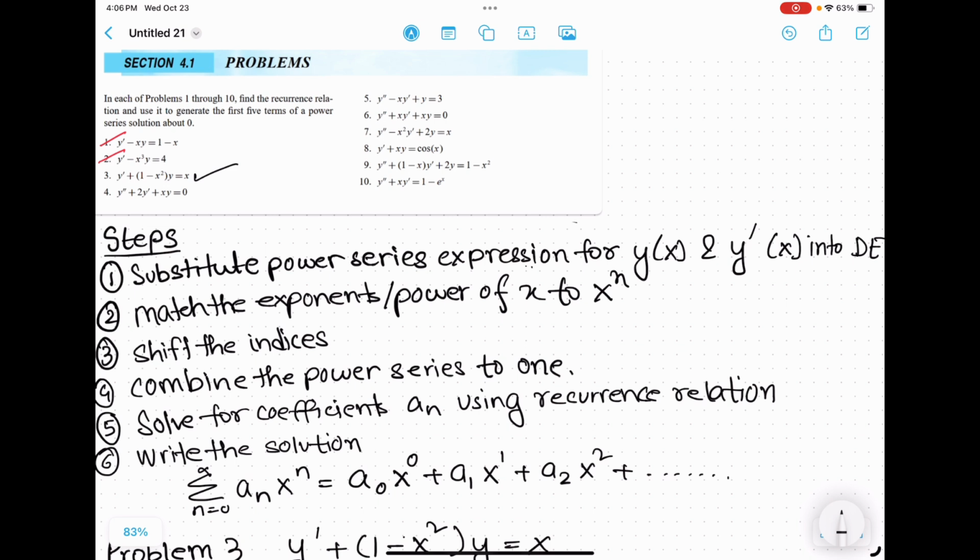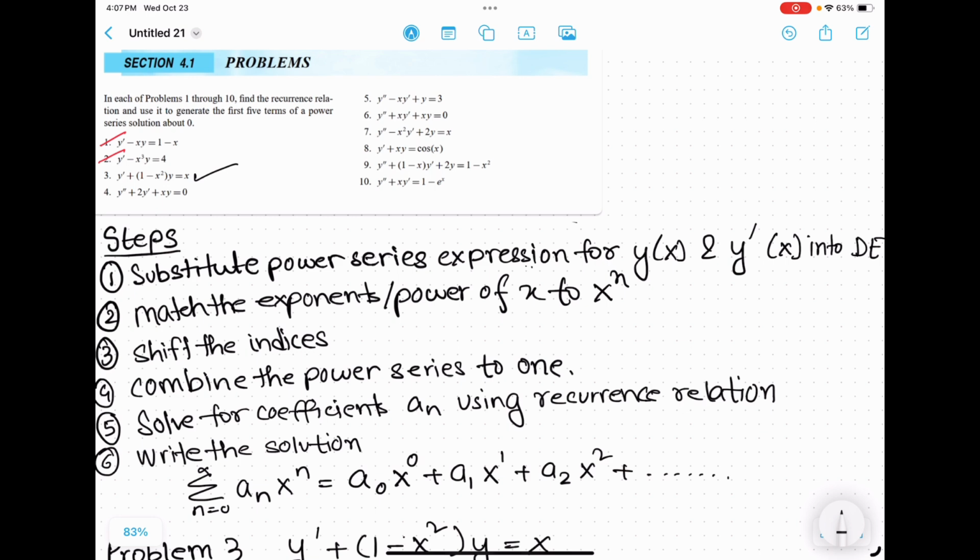Then we'll try to shift our starting indexes, okay? And again, I've mentioned before that we'll always pick the larger starting index, okay? So if one of our power series starts from n equal to 2, the other power series present will also have to start from n equal to 2, okay? All right. And then once we match our exponents to x to the power n and we shift our indices, then we can combine our power series into 1. And then we can solve our coefficients using our recurrence relationship.